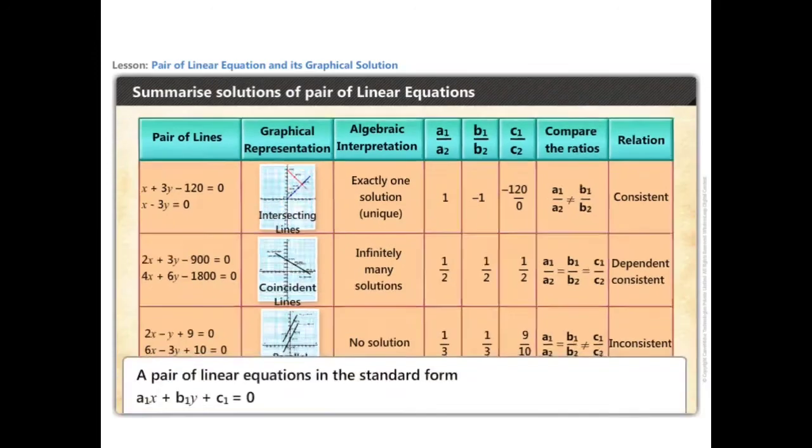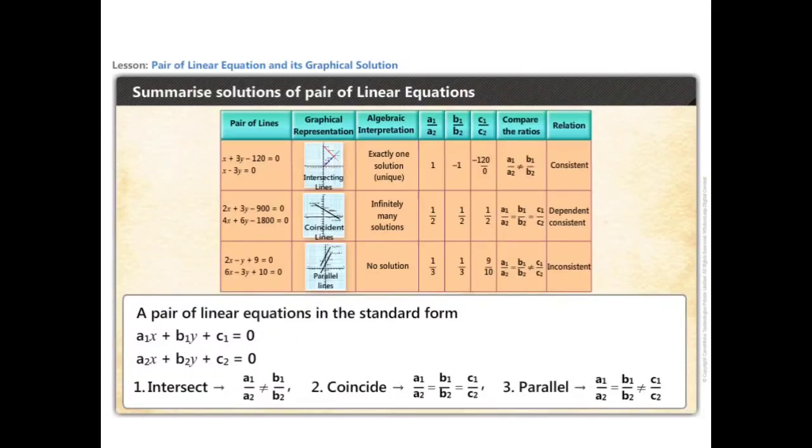A pair of linear equations in two variables with the standard form a1x plus b1y plus c1 is equal to 0 and a2x plus b2y plus c2 is equal to 0 will intersect if a1 by a2 is not equal to b1 by b2. Coincide if a1 by a2 is equal to b1 by b2, which is equal to c1 by c2. Parallel if a1 by a2 is equal to b1 by b2, which is not equal to c1 by c2.